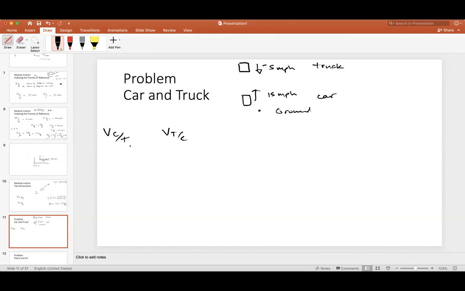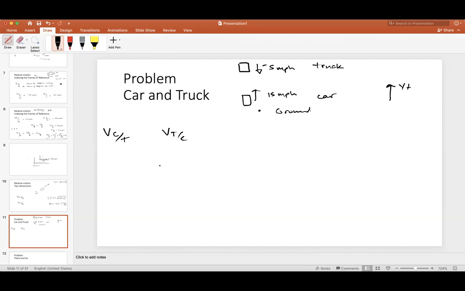When I say relative to, I mean that if the truck were at rest, how fast would the car appear to be going? If you assumed you were at rest in the truck, how fast does the car appear to approach you? If you're at rest in the car, how fast does the truck appear to approach you? We're also going to assume that y is positive upward and negative downward, and that these are y's, okay? That's why this is a negative velocity.